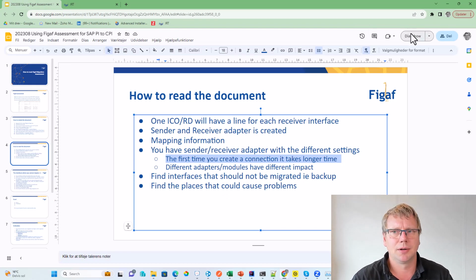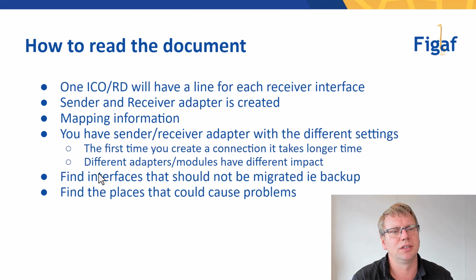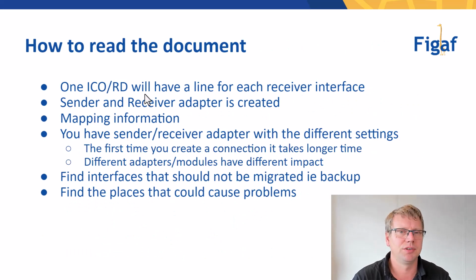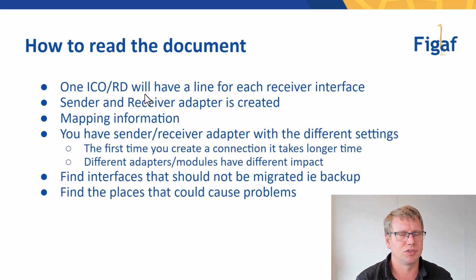So how do you read it? One of the things you obviously need to understand is how this is written. One ICO can have multiple different receivers. That means that each of these will correspond to one message. You need to consider this as a part of your migration strategy, because each sender-receiver combination is something unique that you need to consider. Some of them can be collapsed, some of them are duplicates, etc. But you need to take this into consideration.